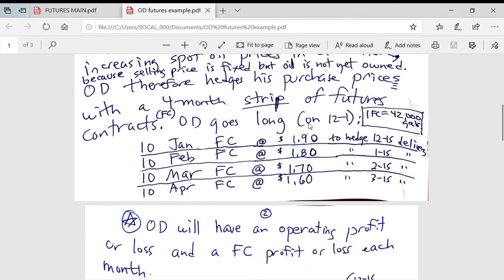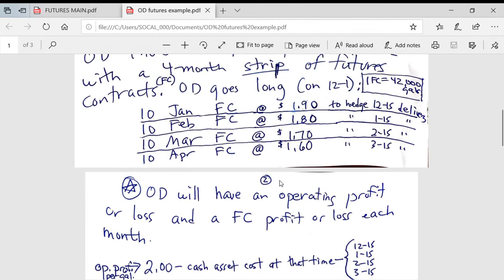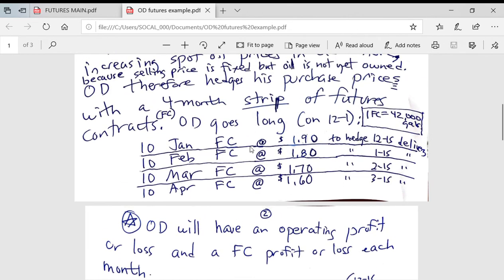The prices he's locking in differ because these are the market prices at the time the purchase is made for these futures contracts on heating oil with different delivery months. Okay, so this is a 4-month strip of heating oil futures contracts, and all of these are purchased at the same time on December 1st.